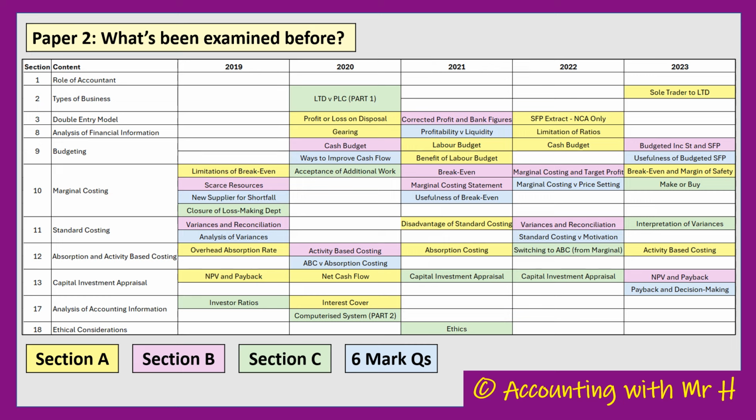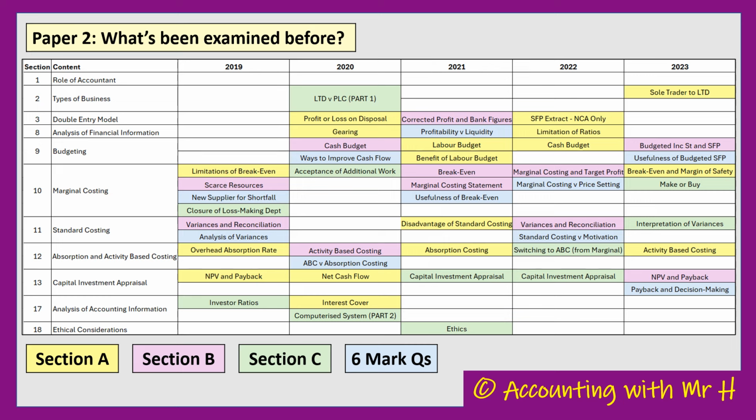So when you look at the topic of marginal costing, there's break even in it, but then it's also marginal costing as a means for decision making. And if you look at the list in the specification, it goes through all the different things, how it can be used for make or buy decisions, price setting, target profit, accepting additional work, closing a loss-making department, optimum use of scarce resources. And they've basically tested all of those things over the last 5 years.